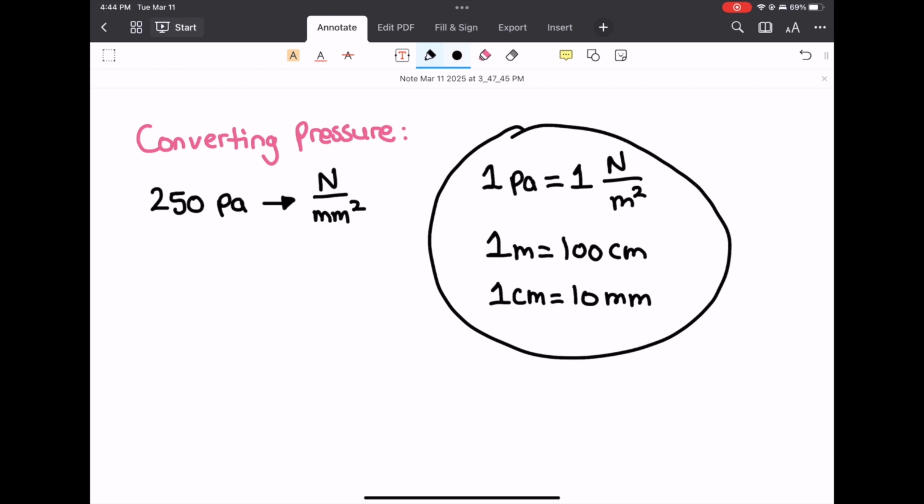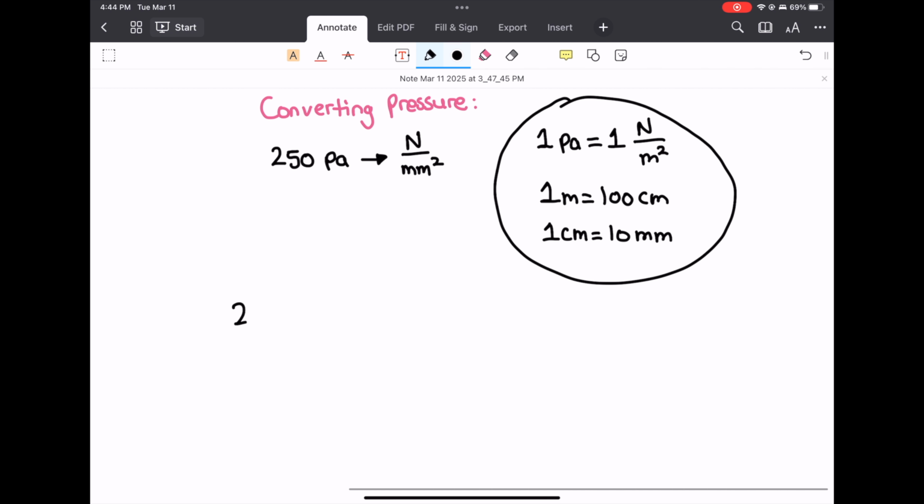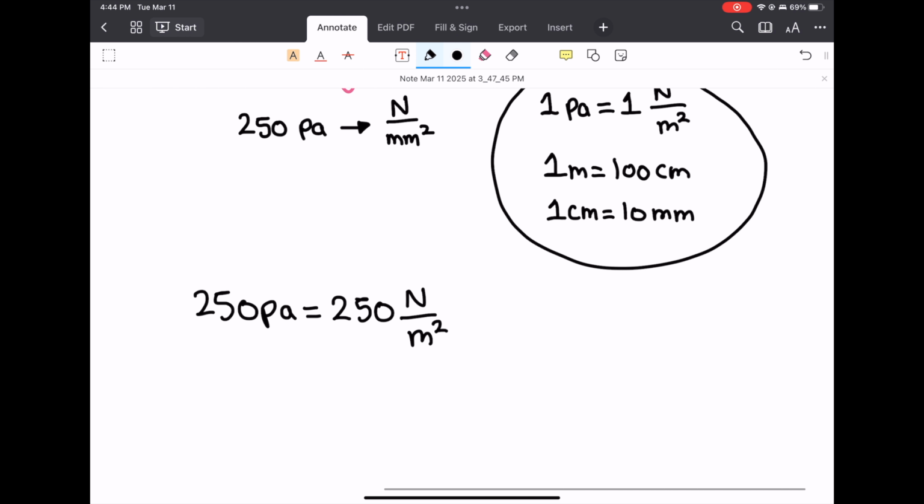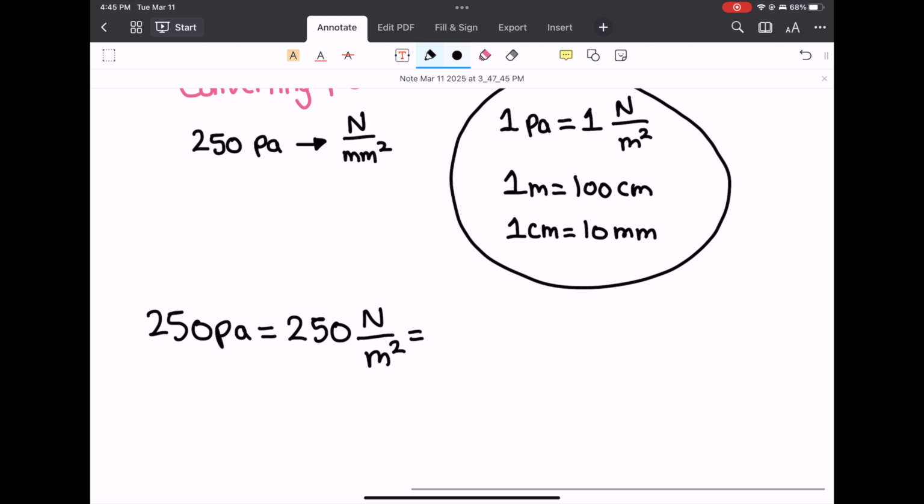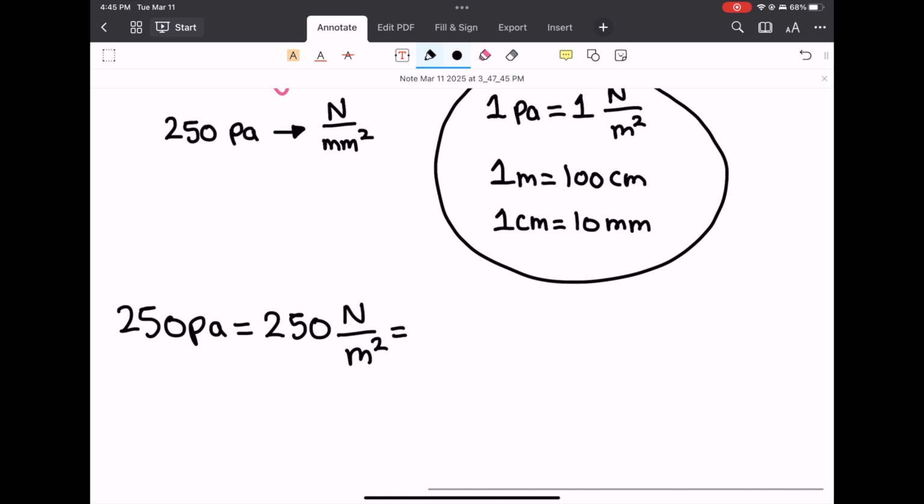So now we have the newtons, so that's a check, and now we have the millimeters, that's another check. We're all good to go. The next step is actually putting in these factors. So 250 pascals equals 250 newtons per meter squared. Let's look at the next factor. Since newtons is the same as newtons in the numerator, we don't need to change it. Let's look at the denominator, meters. Meters corresponds to 100 centimeters. So let's put the 1 meter at the top.